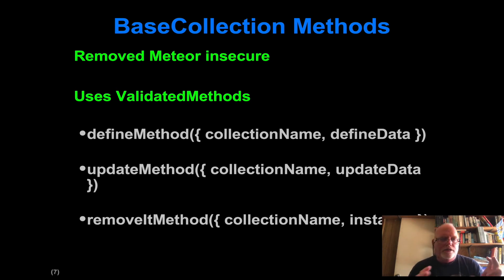And so now on the client side, we can call the define method, update method, or remove method to manipulate the collections. And that's the only way we can get access to change the collection. We can still do a find on it, but we can't change the collections unless we use the validated methods.